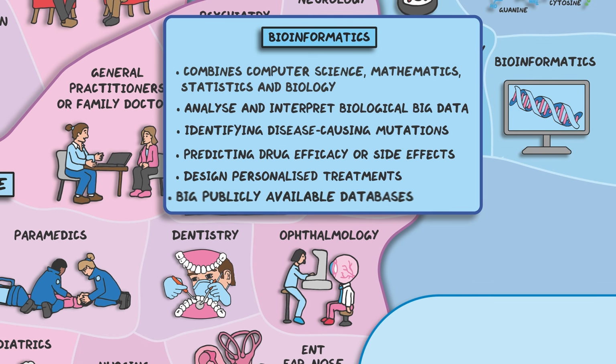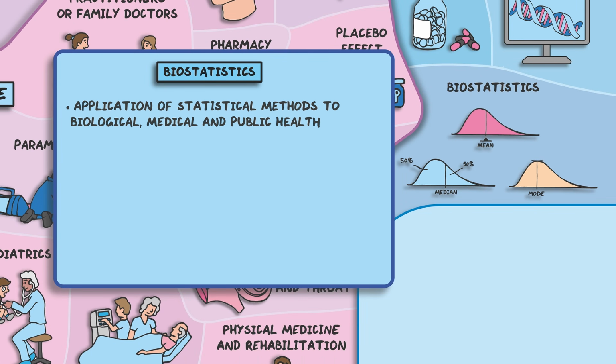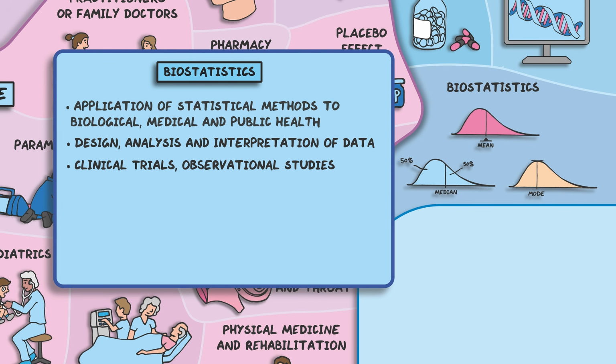Bioinformatics has also contributed to the development of many publicly available databases, which are essential resources for researchers in many fields. Then we have the field of biostatistics, which is the application of statistical methods to biological, medical, and public health research. It involves the design, analysis, and interpretation of data generated by experiments or clinical trials or observational studies and other types of research. And it's used in many areas, including epidemiology, genetics, clinical research, and public health.